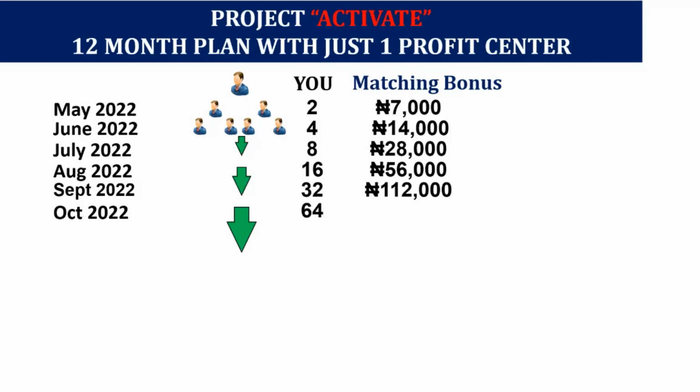Now, if these 64 join, it means there are 32 persons on the left, 32 persons on the right. That is how the 64 will be divided, and the 32 on the left will be matched to the 32 on the right. And you will have 32 times 7,000 naira matching bonus. And that is 224,000 naira.